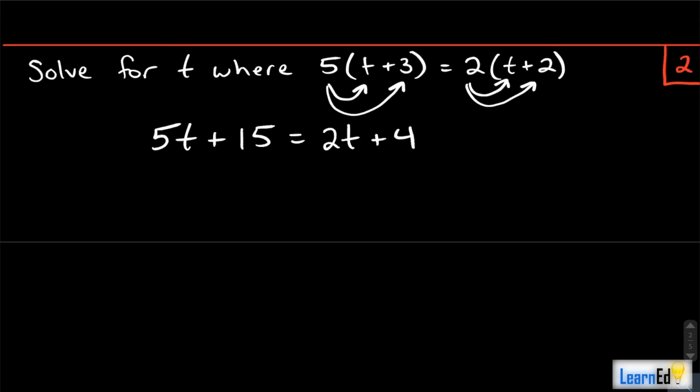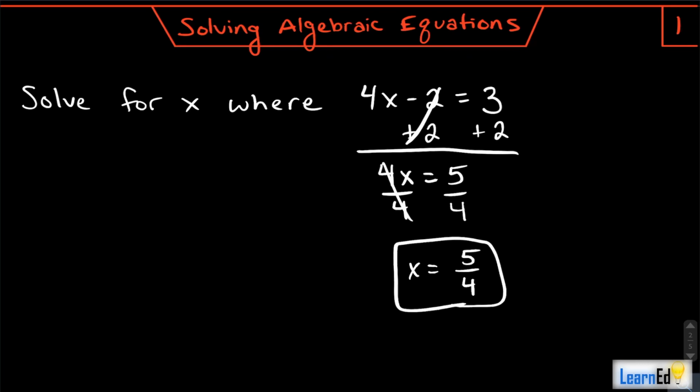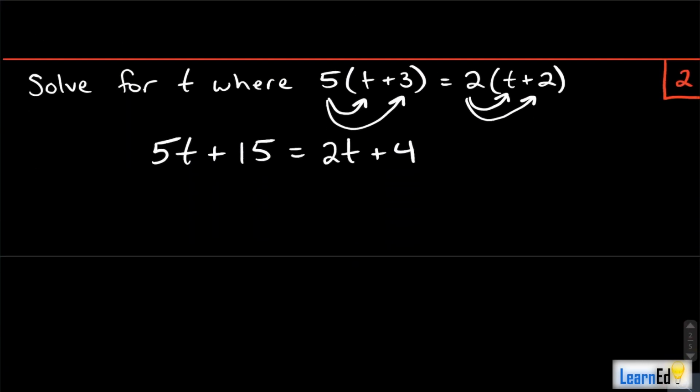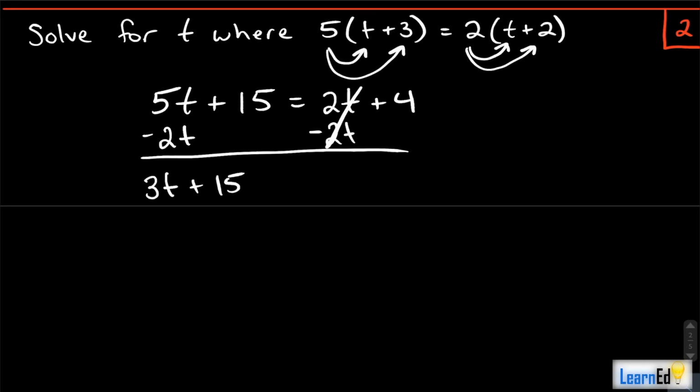Now, we kind of just have what we had before, right? Except we have now this x term on the right side. So, well, we have a t term, not x anymore, right? So what we have to do first, let's get all our t's on one side. Okay, we'll do that by subtracting 2t on both sides. So this goes away, and we just have 3t plus 15 equals 4.